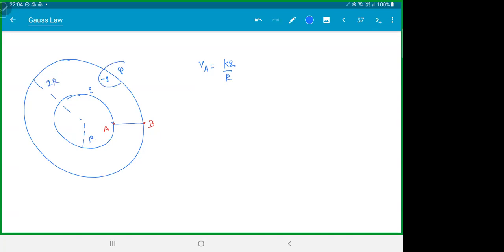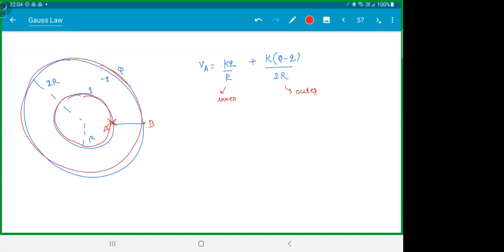Now for these two charges, where is the point A? Inside or outside? Inside. What is the potential inside a shell formula? K times Q minus Q by the radius of the shell. This is due to the inner shell's potential. This is due to the outer shell's potential. Please check this one. The point A is on the surface for the inner shell. Point A is inside the outer shell. The total charge on the outer shell is Q minus Q. So it is K charge by the radius of the outer shell. Is that clear?